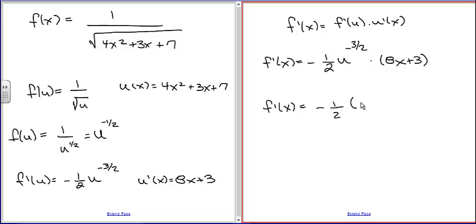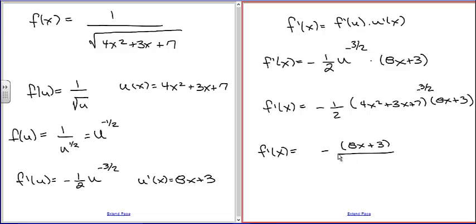Okay, so now we need to get this entirely in terms of x. So we go back and find out what u of x was. So, plug that in. That's the negative 3/2 power. So all we have to do here is remove that to the denominator. So we get a negative sign. In the numerator we have 8x plus 3. We have a 2. And we have 4x squared plus 3x plus 7 raised to the positive 3 halves power.